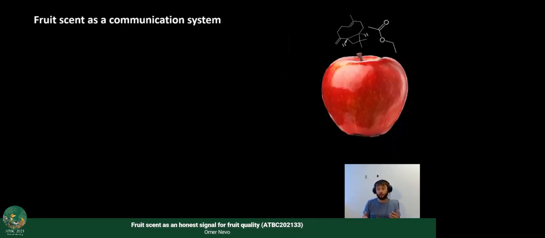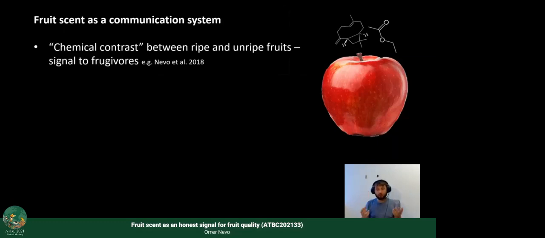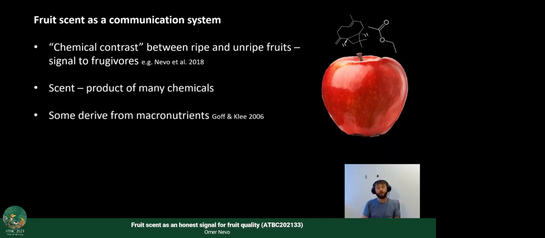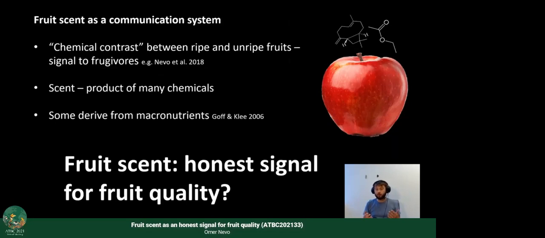Fruit scent, the bouquet of chemicals that are emitted by ripe fruits, gives us a very similar model, a very similar system. We know, for example, that the chemical contrast, so the difference between the way ripe and unripe fruits smell, is used by animals to identify ripe fruits. But fruit scent is a really complex trait. It's a product of dozens to hundreds of different chemicals, and many of them are synthesized directly from macronutrients that animals might be interested in. So this leads to the question whether we might see a relationship between signal and reward, between fruit scent, the way they smell, and nutrient content, their quality.